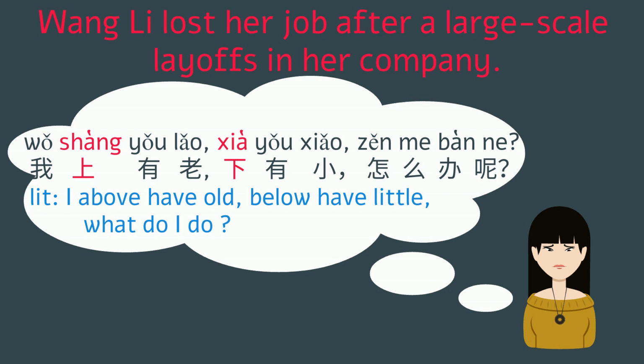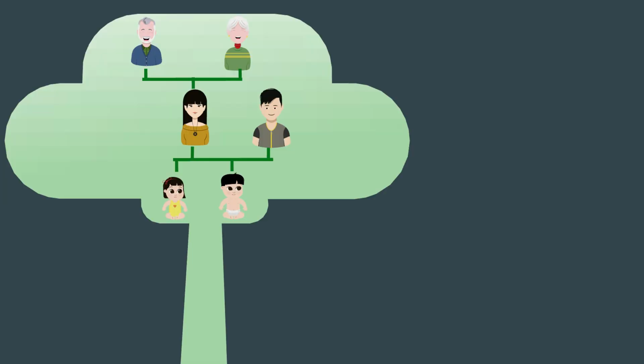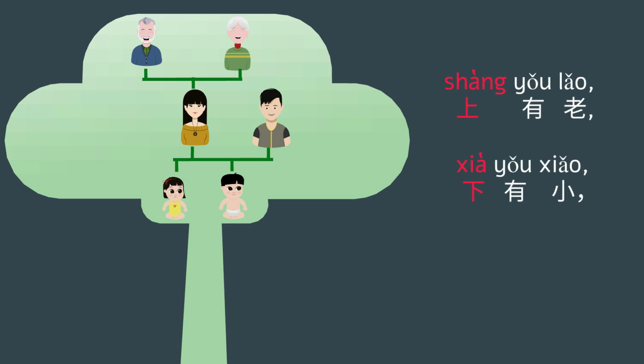If you look at the family tree of Wang Li, you will understand. Above her are her old parents. Below her are her young children. 上有老，下有小 is a Chinese idiom. It means having old people to care for and young children to raise.